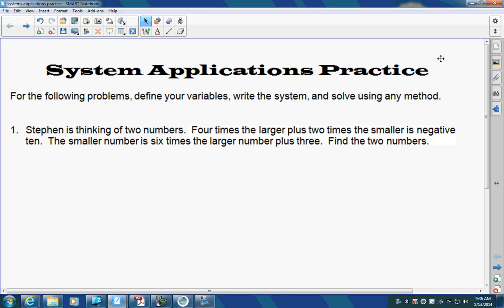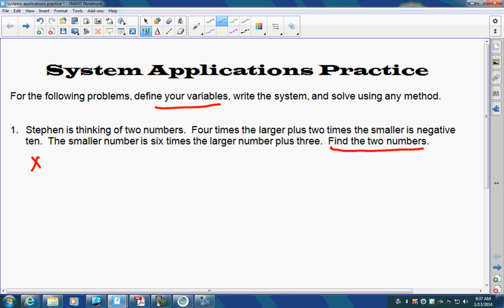Number 1 says, Stephen is thinking of two numbers. 4 times the larger plus 2 times the smaller is negative 10. The smaller number is 6 times the larger number plus 3. Find the two numbers. The first thing you want to look at, it says to define your variables. Right here at the end where it says find the two numbers, that's what your variables are going to be, because that's what you're trying to figure out.